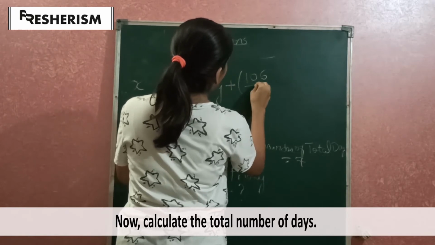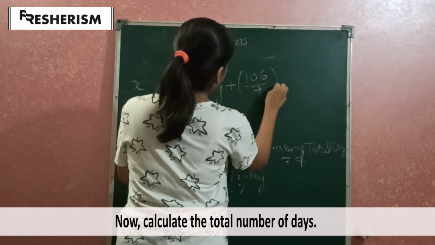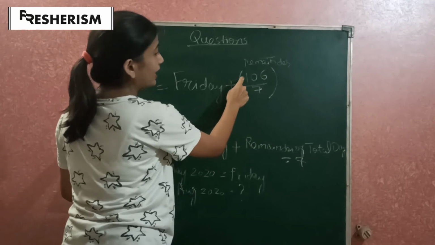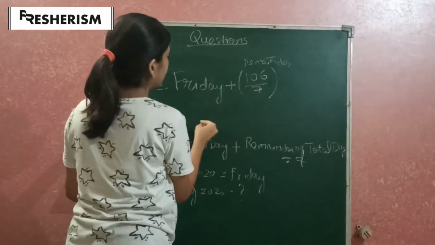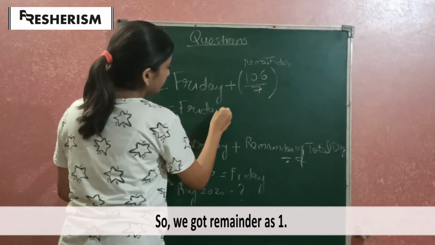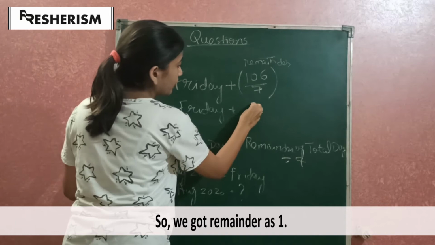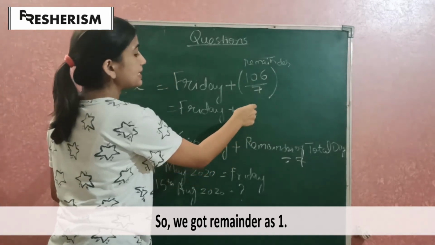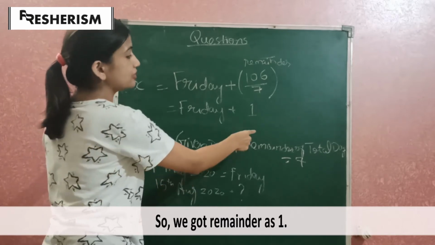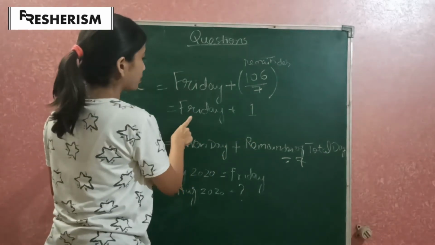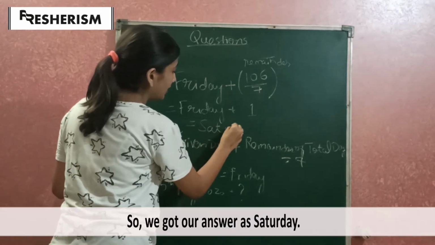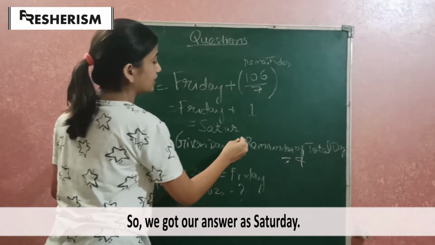The total is 106, divided by 7. We have to mention the remainder. If we divide 106 by 7, the remainder is 1. So Friday plus 1. That means from 1st May 2020 till 15th August 2020, there is only one odd day. So Friday plus 1 is equal to Saturday. You can check the calendar: 15th August 2020 is Saturday.